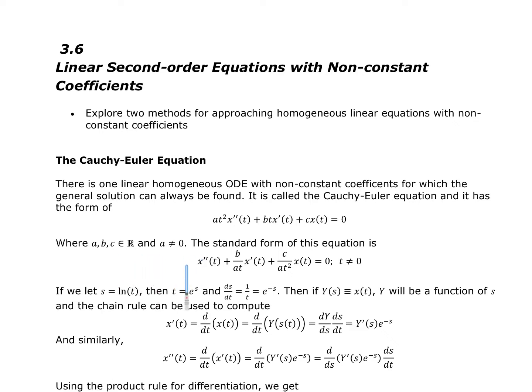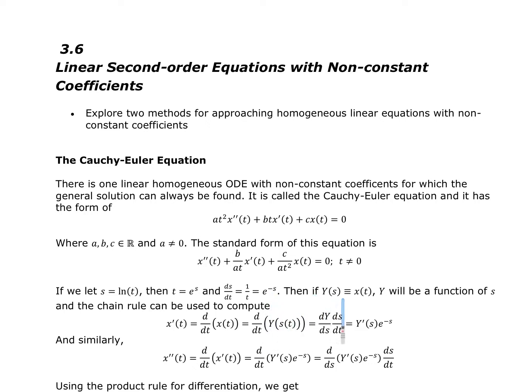Dividing everything by t squared and a, we'll get x double prime of t plus b over a t x prime of t plus c over a t squared x of t is equal to 0, where obviously t cannot be 0. It's a very, very specialized linear homogeneous ODE with non-constant coefficients. Now, if we let s equal the natural log of t, then t would equal e raised to the s, and its derivative would be 1 over t, which is e raised to the negative s.